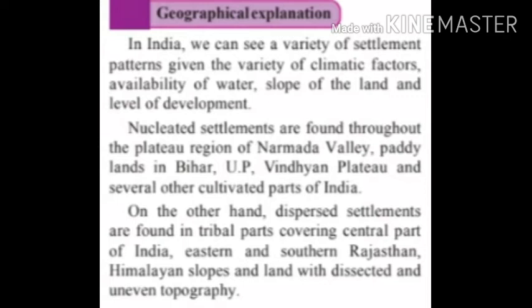Himalayan slopes and the land with a dissected and uneven topography. It means dispersed settlement is found in the Thar Desert, in the arid region, in the Himalayan slopes, because we know that the Himalayan region is covered by mountainous ranges. Most of the area is snow covered. So the sloping part of the Himalayan ranges is not good for human settlement like a plain region or plateau region.